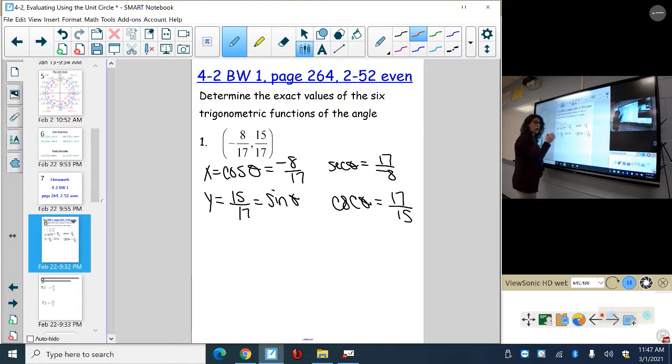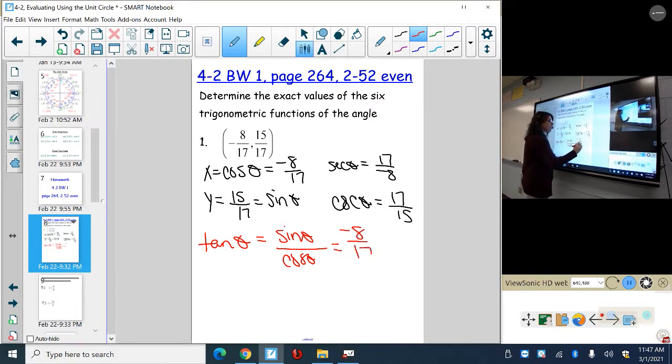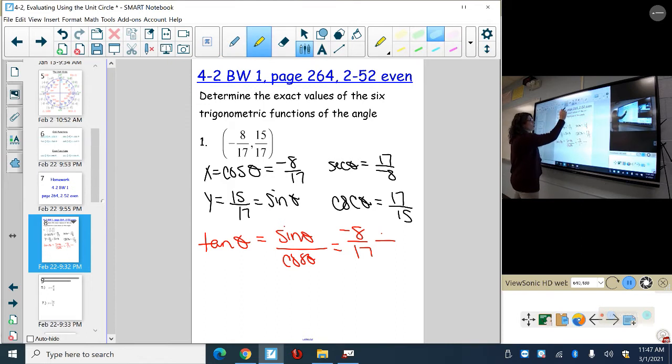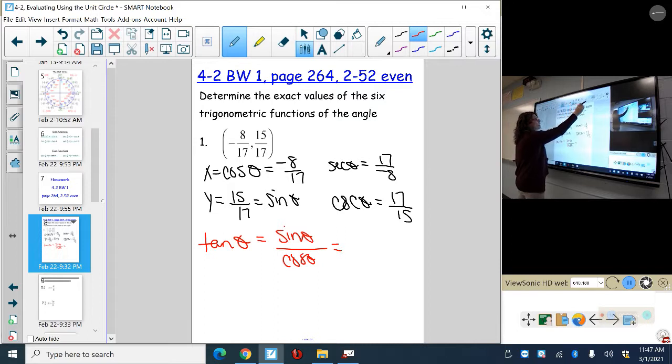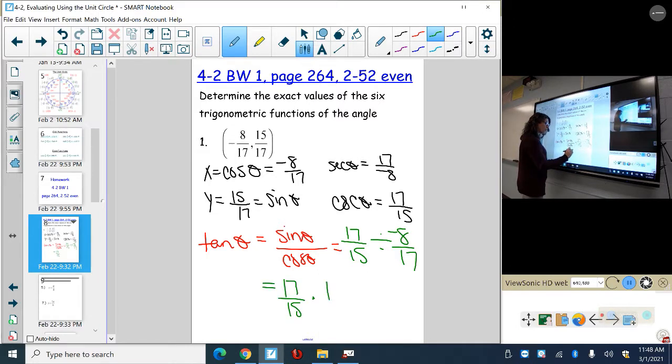if I know sine and cosine, then tangent is simply going to be the sine value divided by the cosine value. So I'm going to have -8/17 divided by, and I lied, that's the cosine. So what that means is I'm going to have 17/15 divided by my cosine -8/17. Now notice how I wrote that horizontally. That means if I multiply by the reciprocal of the second fraction, I'm going to get this. When you divide by it, you get this right here.